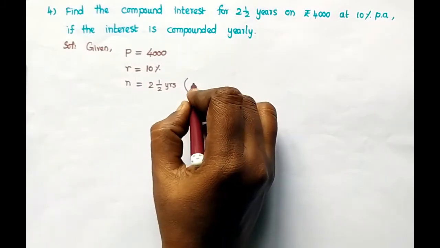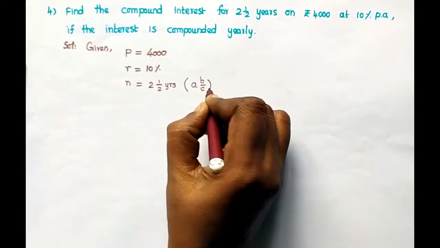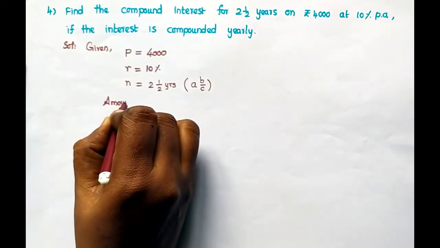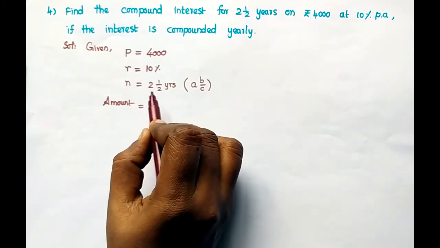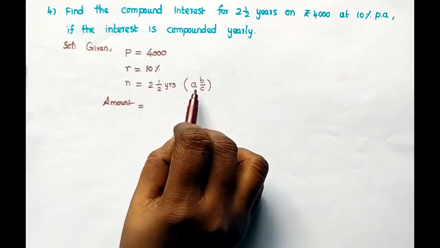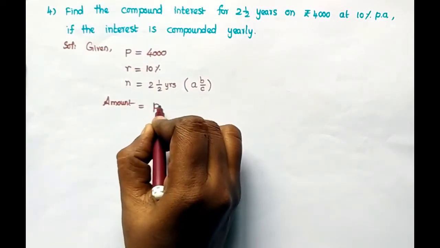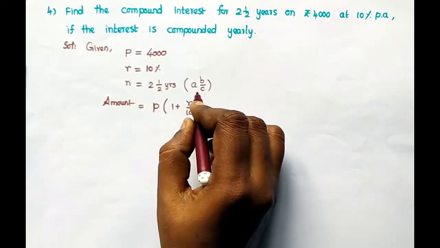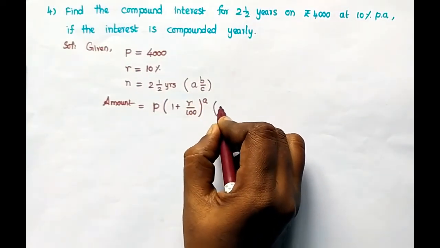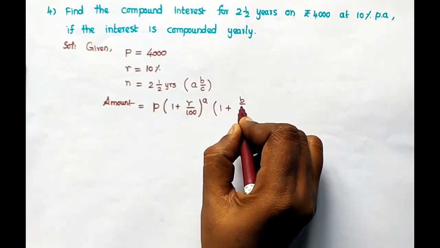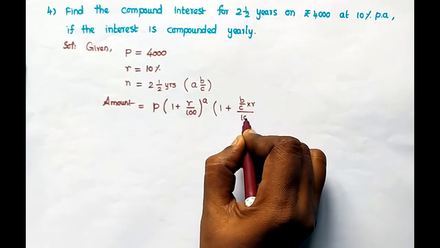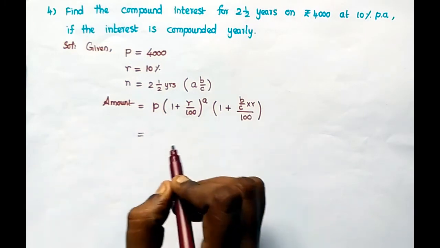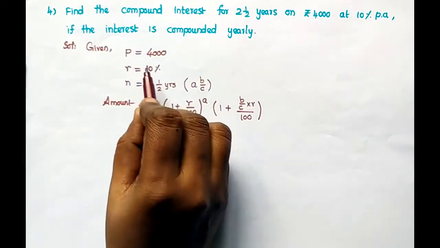That is in the form A, B by C. Now we want to find out the amount. What is the formula? They gave the number of years in this form, so that is P into (1 plus R by 100) power A into (1 plus B by C into R divided by 100). That is the formula.